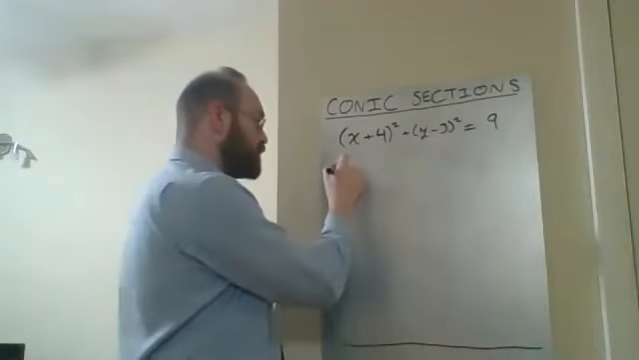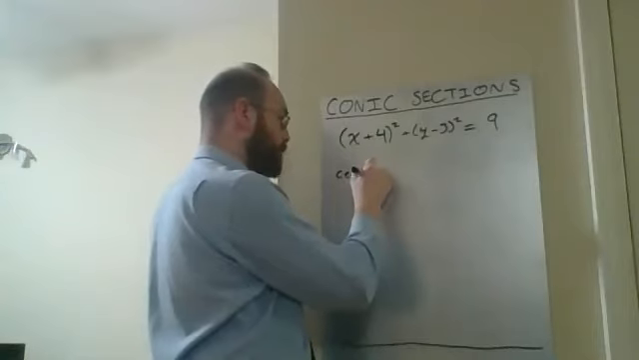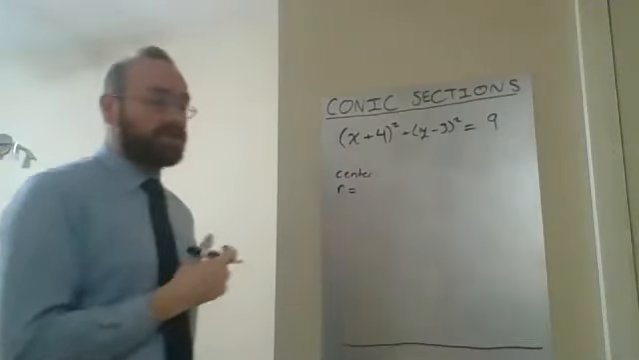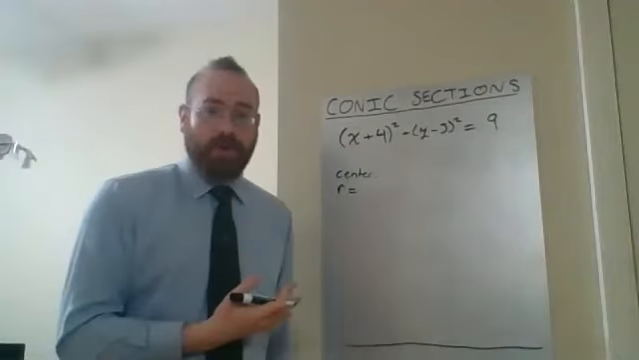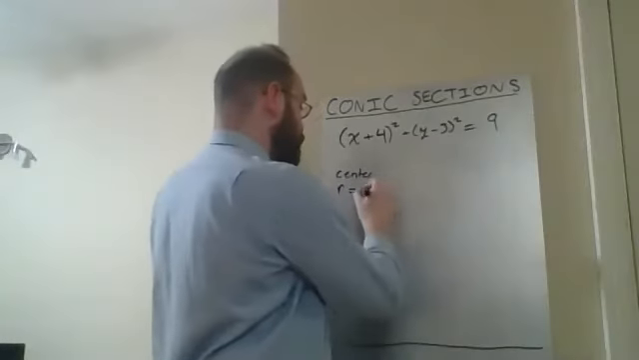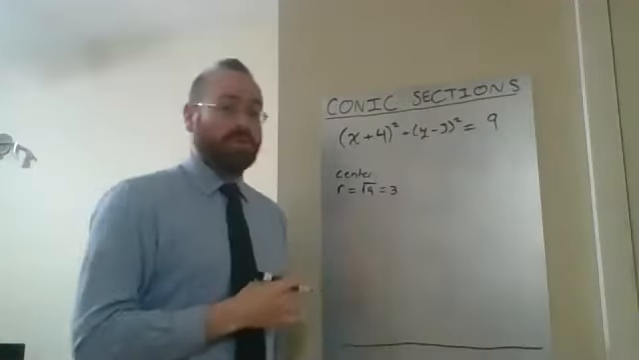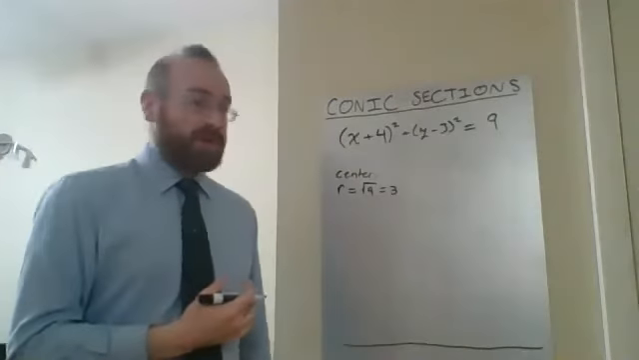In order to graph it, we need to identify our center and our radius. The radius is perhaps the easiest part to identify. What is the square root of 9? Well, that's quite simply 3. So we know this circle has a radius of 3.